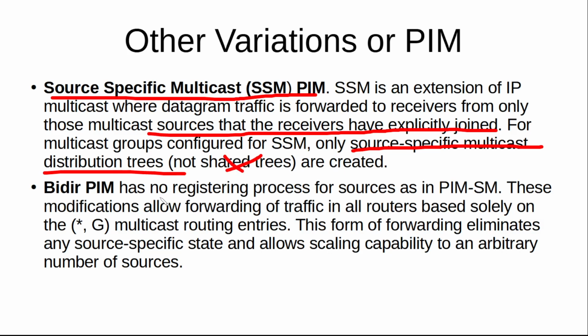There is also another variation that is known as bidirectional PIM that will not have a registration process and will always use star, G multicast routing entries. This scales better and to an arbitrary number of sources.